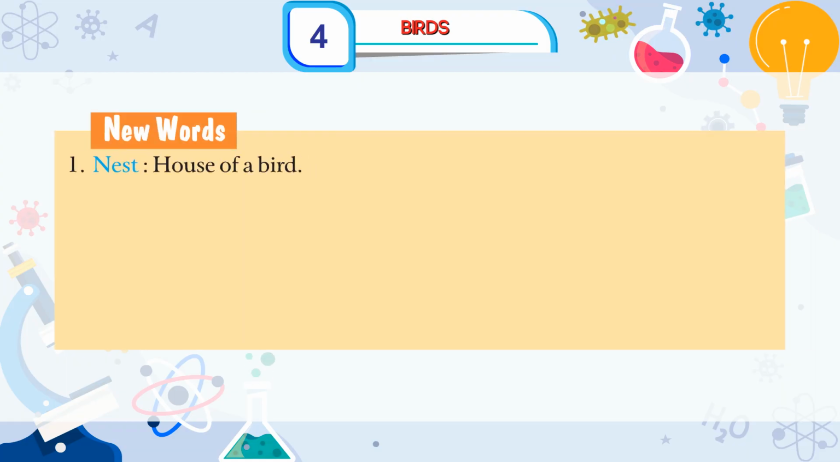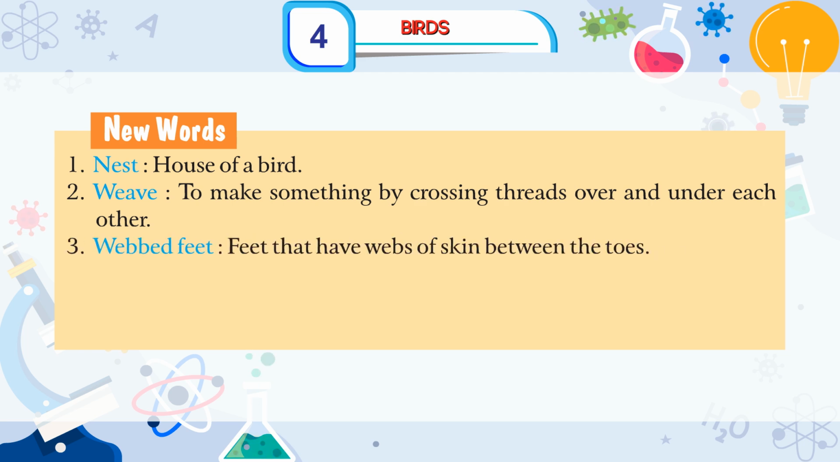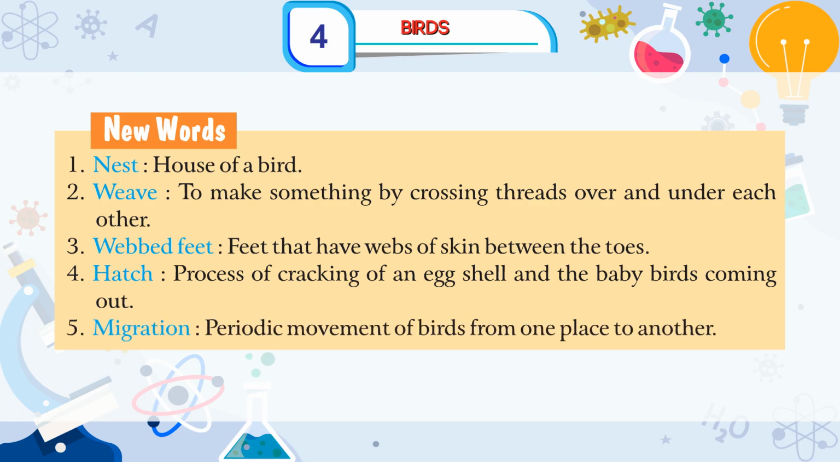New words. 1. Nest, house of a bird. 2. Weave, to make something by crossing threads over and under each other. 3. Web feet, feet that have webs of skin between the toes. 4. Hatch, process of cracking of an eggshell and the baby birds coming out. 5. Migration, periodic movement of birds from one place to another.